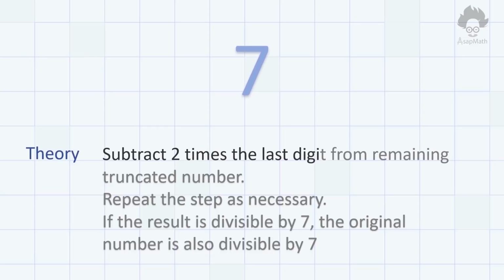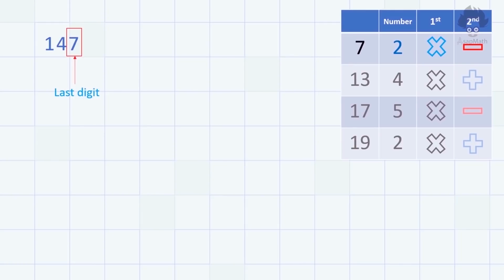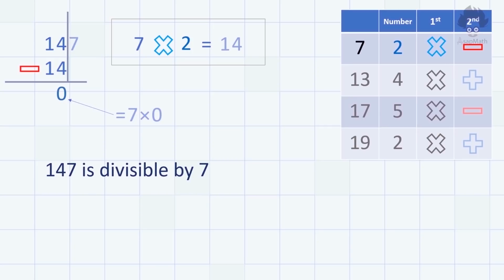Subtract 2 times the last digit from the remaining truncated number. Repeat the same step as necessary. If the result is divisible by 7, the original number is also divisible by 7. Here are some examples. Here the last digit is 7. So it is multiplied by 2. Answer is 14. It is subtracted from the truncated number. So, the result is 0. 147 is divisible by 7.